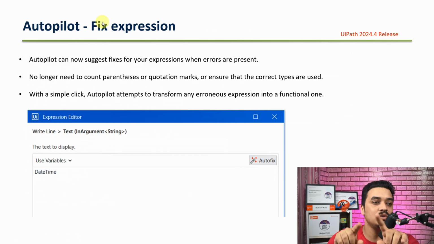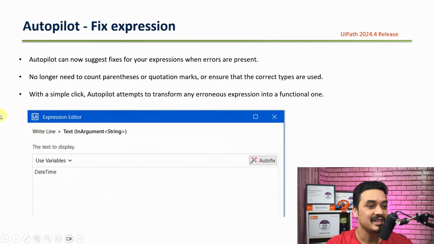No longer do you need to count the parentheses, whether I have opened it, I have closed it, or with a simple click you can actually generate small expressions during your activities, right? So this one is a very good feature where you can auto fix the syntax which you write in the code, right? And wherever you have to generate some expression, data conversion, all of that, now Autopilot can take care of it, right? This one is really good, right? Let me show that to you in code, right?